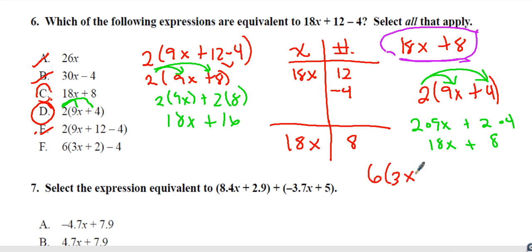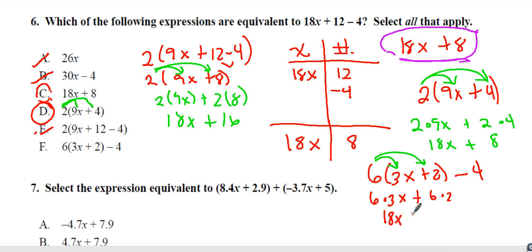6 times 3x plus 2 minus 4. So again, if I distribute it, and it's important to remember, distributive property only applies to the items that are directly attached to parentheses. So I would not distribute the 6 to this 4. So 6 times 3x plus 6 times 2. And I want you to note that when I'm doing these problems, I'm interchanging the dot here with parentheses because they both mean multiplication.